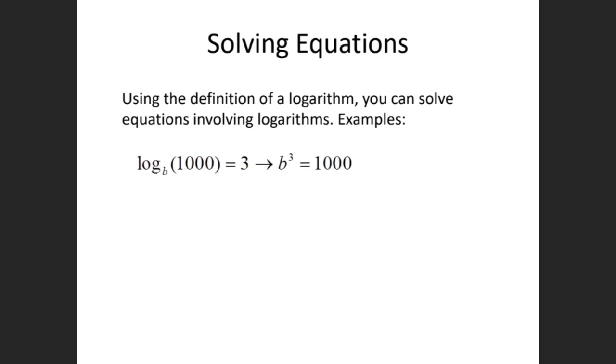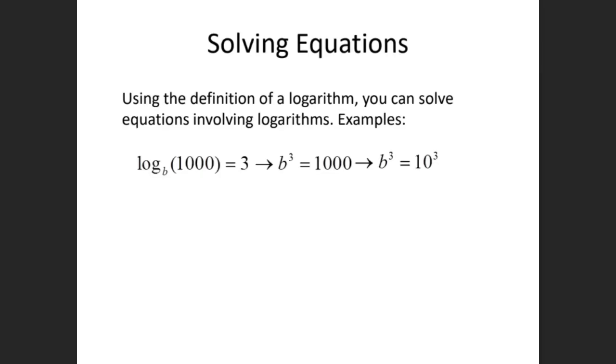1000. I hope that we can see that the value for b, in order for me to get 1000, should be 10. 10 cubed is going to give me that value. 10 times 10 is 100, and 100 times 10 will give me the 1000. So again, to solve equations like this, the easiest and most common way is to always convert it into exponential form.